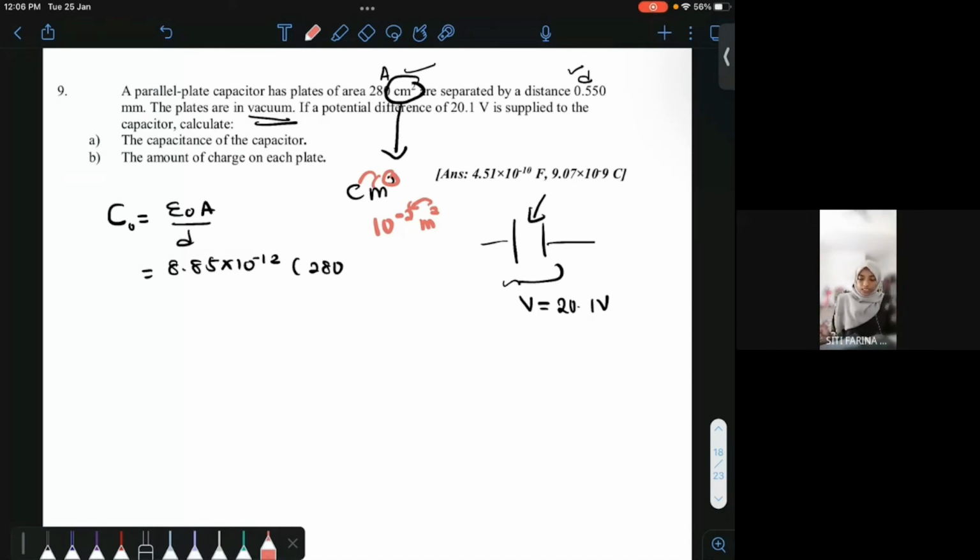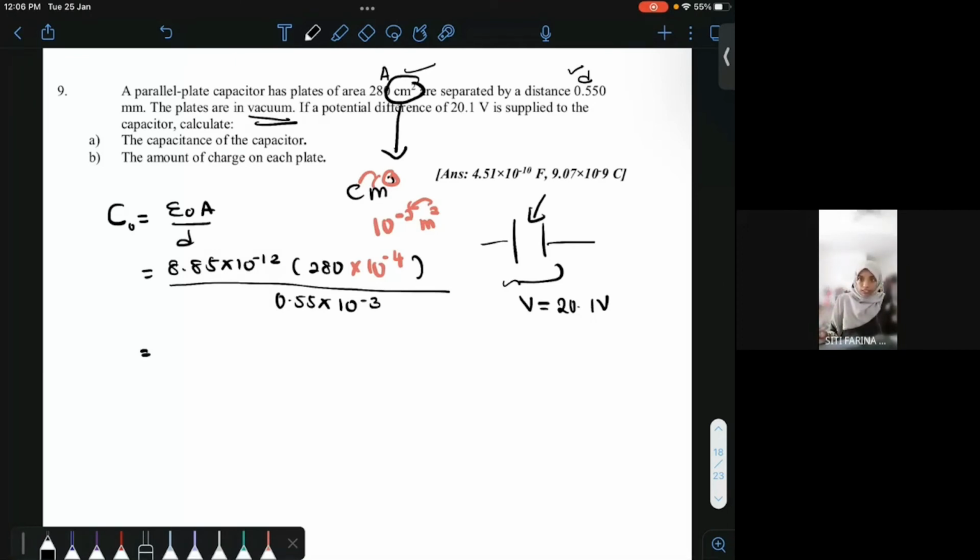Okay. So dia akan jadi 10 negatif 4. Maksudnya the prefix of the senti term iaitu negatif 2 kena darab dengan 2 sebab dia square. Okay, kamu squarekan dia. Dia akan jadi 10 negatif 4. This is your area. And then divide with 0.55 millimeter. Ini tak payah square sebab dia millimeter saja, bukan millimeter square. Okay, so tak payah nak darab lagi 2, prefix dia tu.